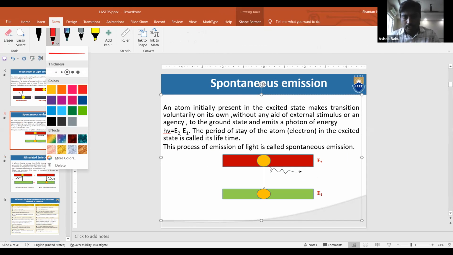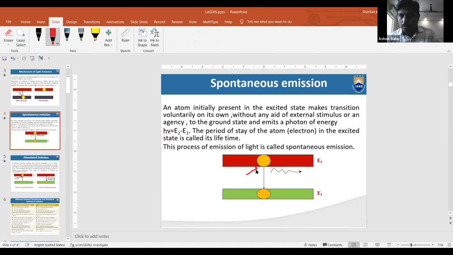See, in spontaneous emission, we are not going to give any energy to the atom in the excited state. Usually 10 power minus 13 seconds is the average lifetime of an atom in the excited state. Maximum is 10 power minus 13, average is 10 power minus 7 seconds. Lifetime.